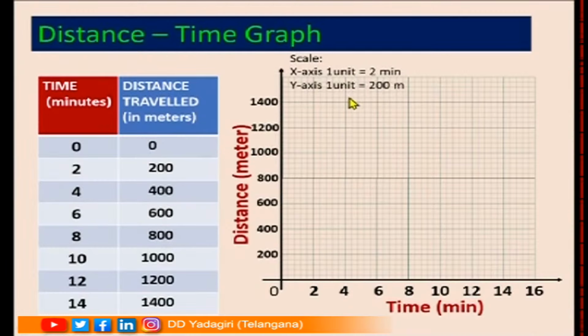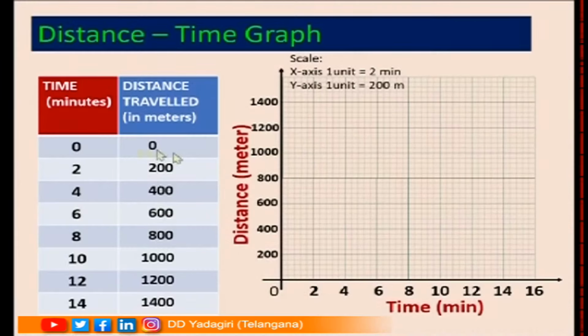And every unit on the y-axis is taken as 200 meters, children. So this is the scale. You must write this scale. It is very important. Now try to draw the graph for these values, children. Observe here the table. For time value 0 we get distance 0, means it is here.